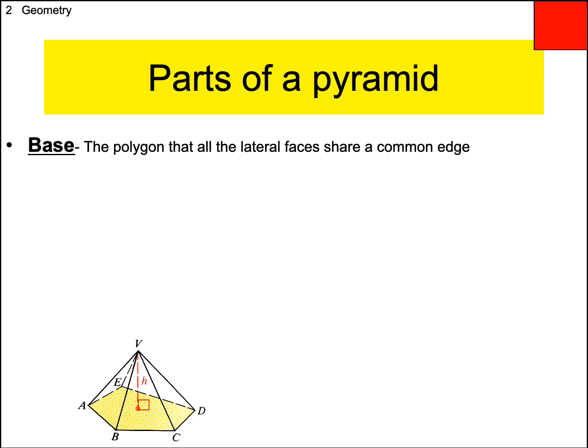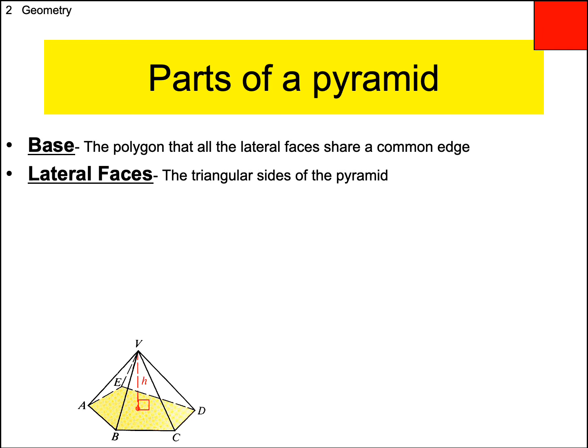It's what defines the shape itself. The definition is a polygon where all the lateral faces, that means the sides, share a common edge. In other words, all the faces meet at the base. Okay, that's called the base. The sides we call not sides, we call them lateral faces. These are the triangles that form the sides of the pyramid. Remember, if they were rectangles or parallelograms, this would be a prism.